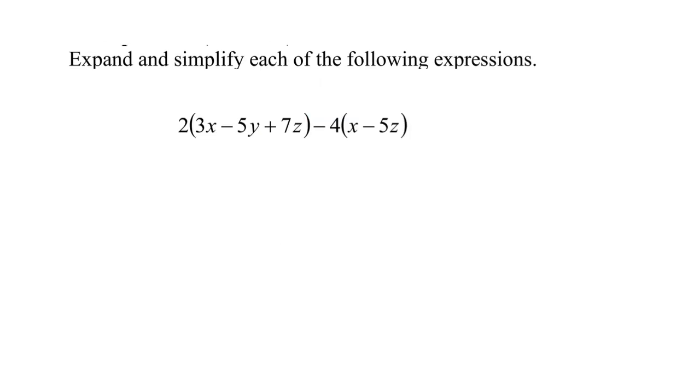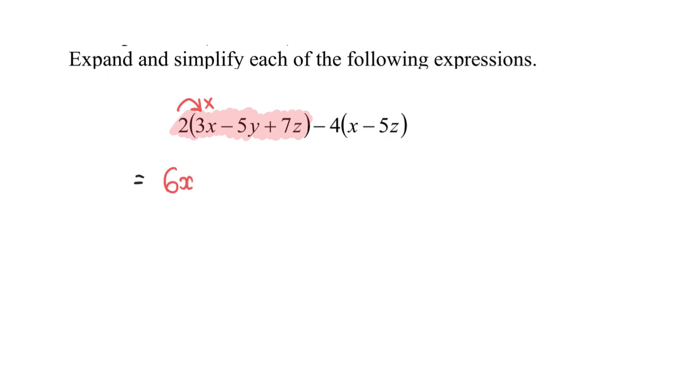Hello everyone, welcome to this video where we are required to expand and simplify the following. And do take note, we see bracket, so we are going to expand the bracket first. I see this bracket with a 2. Means 2 groups of 3x minus 5y plus 7z. Means I'm going to multiply them.